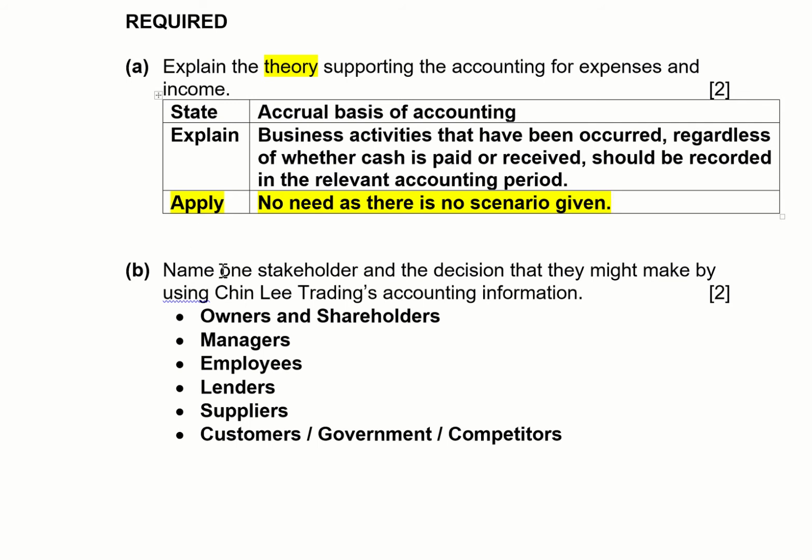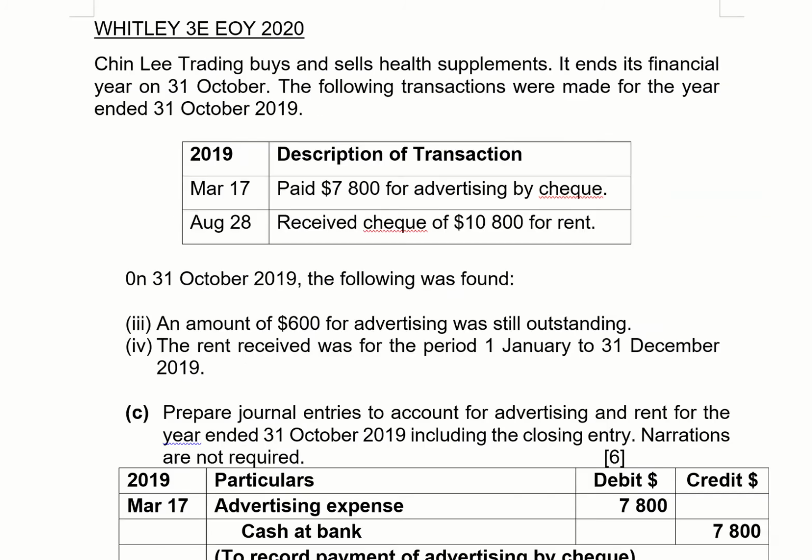The second question is for you to name a stakeholder and the decision that they might make. So any of these stakeholders will do. And if you were to refer to the notes, you will be able to get the decision that they might make. So for example, lenders will want to know whether or not they should lend MYE Trading money. Suppliers will want to know whether or not MYE Trading is able to pay them back because they sell to them on credit.